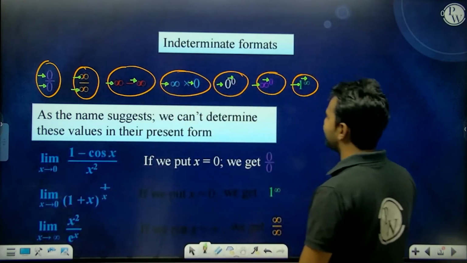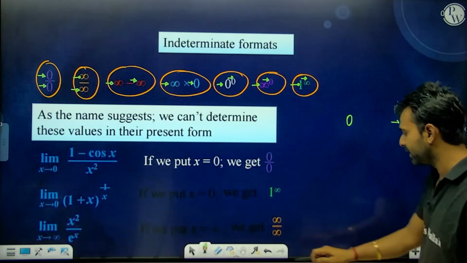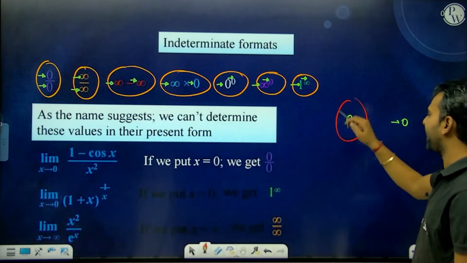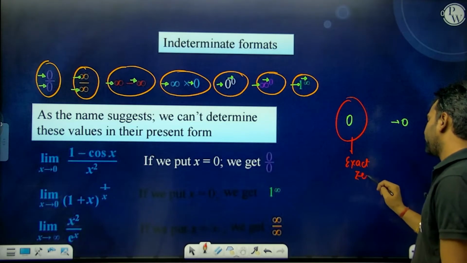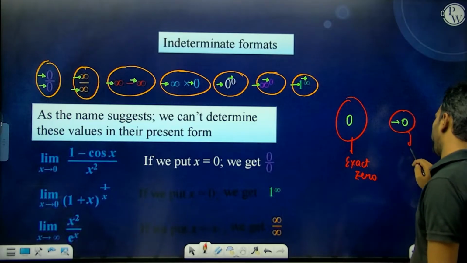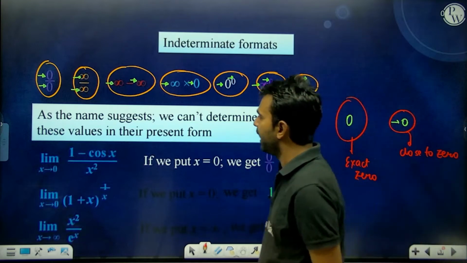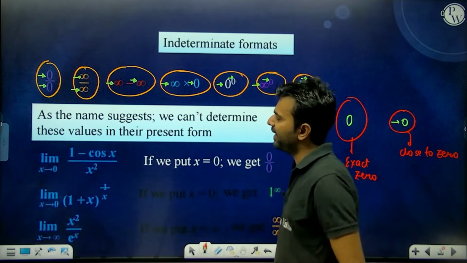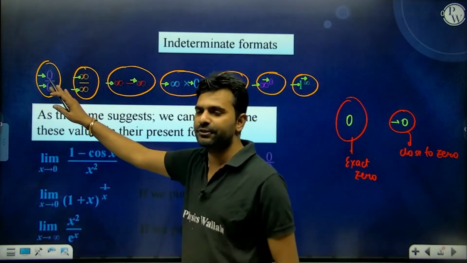If I say something like this 0 and if I say tending to 0, these are both different things, because this particular thing means exact 0 and this particular thing means close to 0. I hope you people understood this particular thing. As the name suggests, we can't determine the values in the present form, so that's why we do the manipulations to find out the values of certain kind of things.